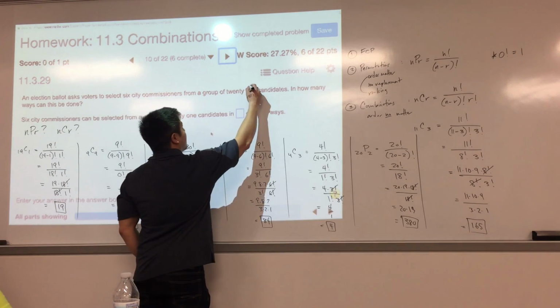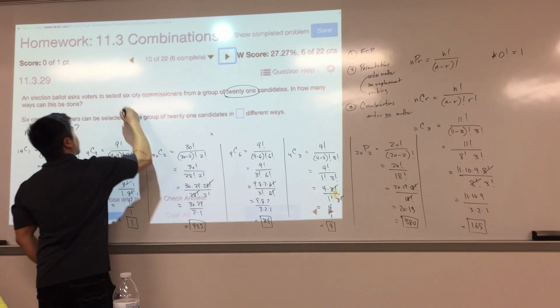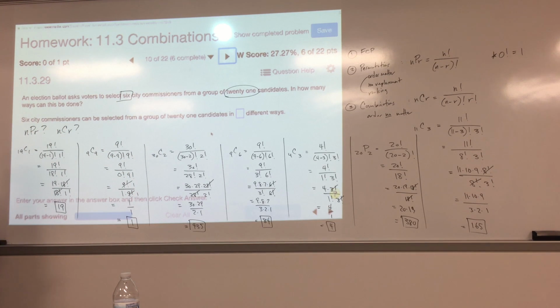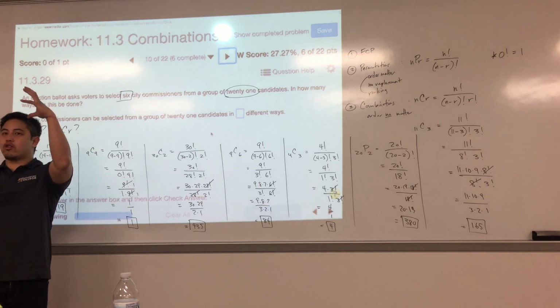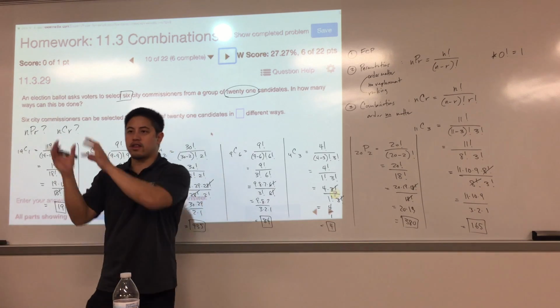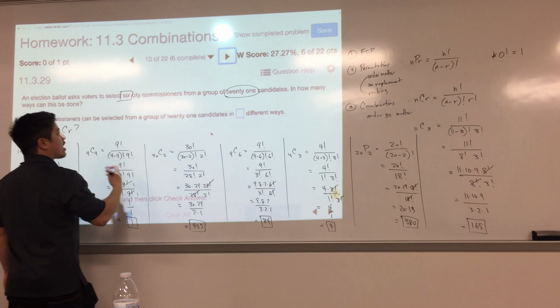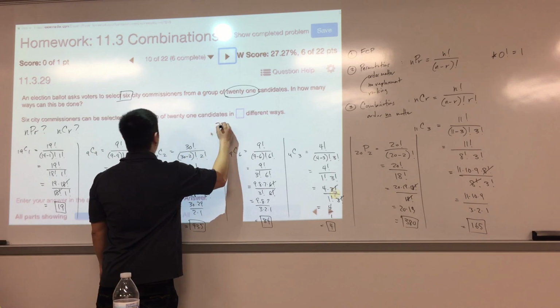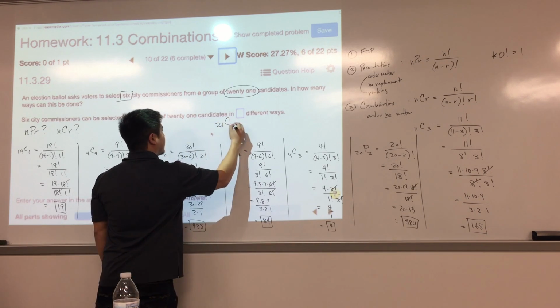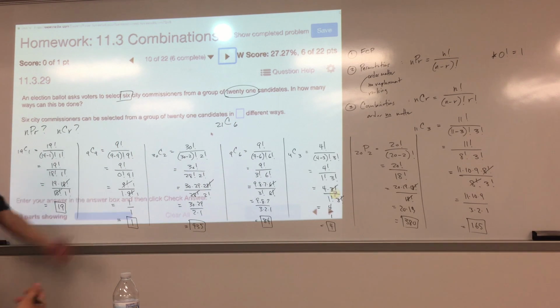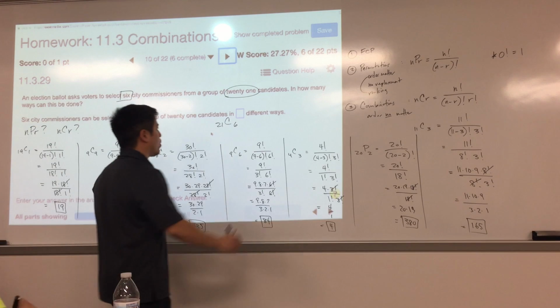Because remember that your n always has to be bigger than your r, right? You have a big group that you're taking things from in smaller groups. Does that make sense, guys? So your setup for this problem would be 21C6. Does that make sense, guys? Okay, 21C6. Let's go calculate that real quick.